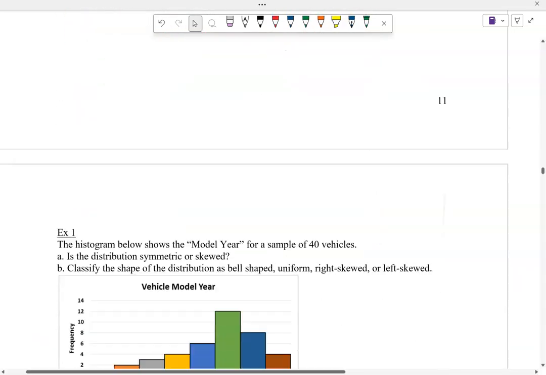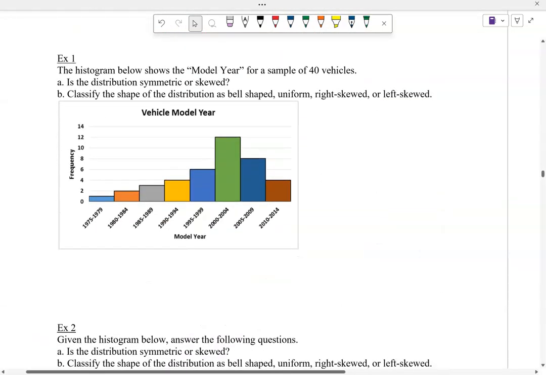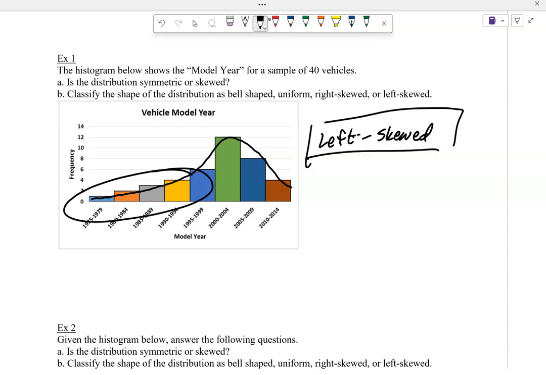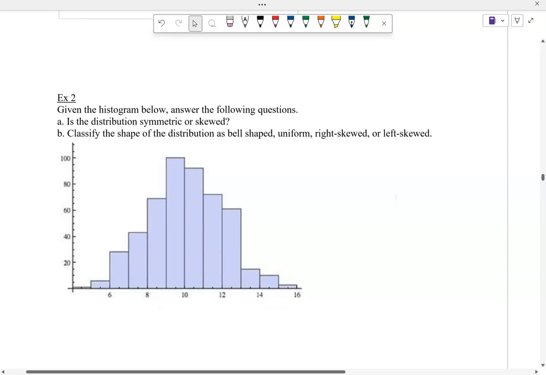Let's look at some distributions with a histogram. The histogram below shows the model year for a sample of 40 vehicles. Is the distribution symmetric or skewed? If I was trying to draw this, it'd be kind of like that, right? Can you see how it's petering out to the left? So this is left skewed. It is not symmetric. It's not even on both sides. This is left skewed.